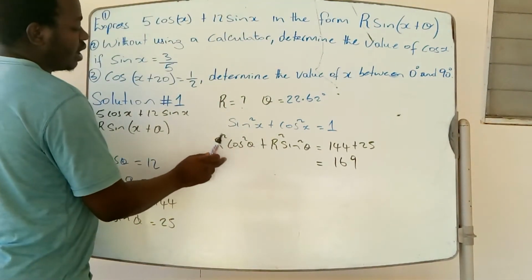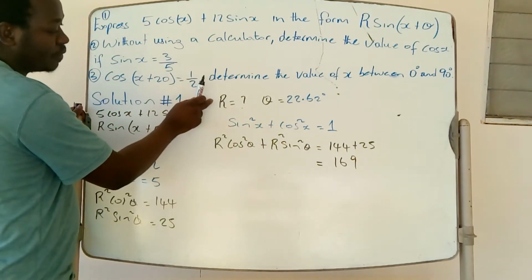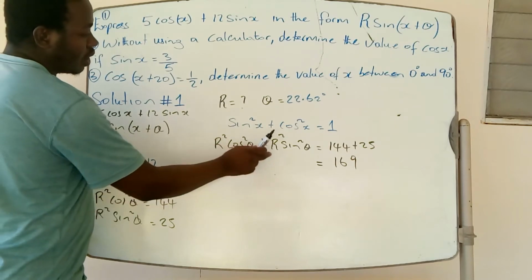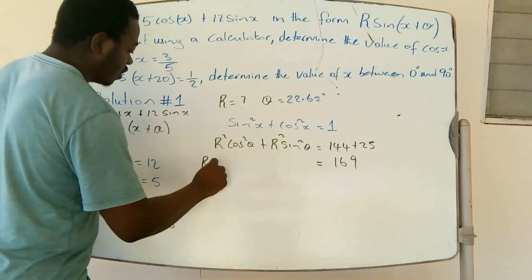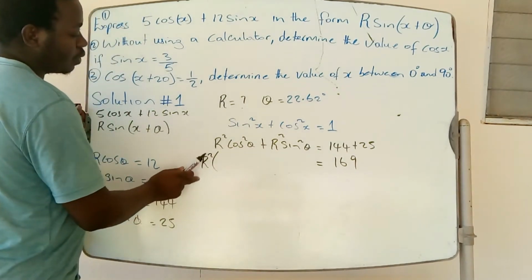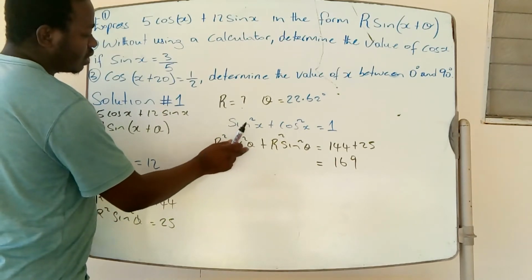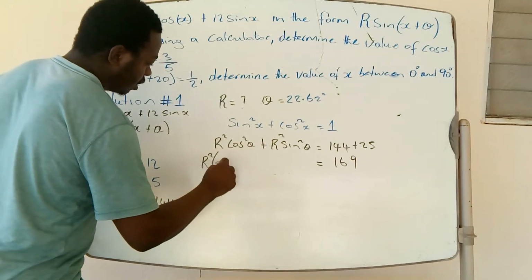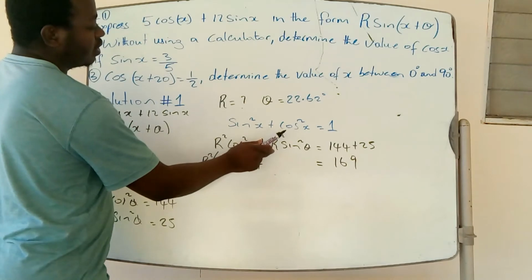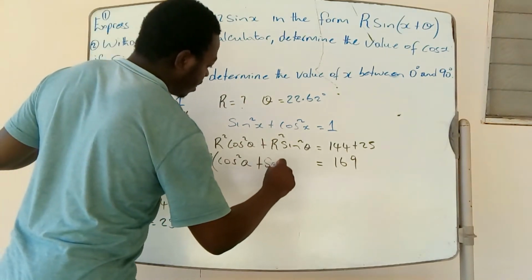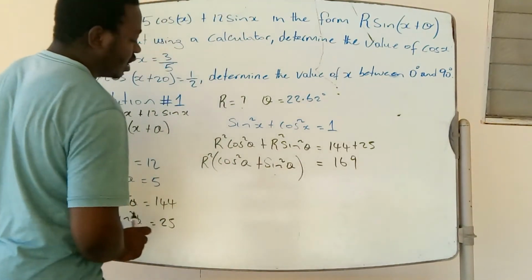Now on this side here, I have a r squared and I also have a r squared. Remember, I'm solving for r. Now, it means that r squared is common to both terms. It means that I can factor out the r squared out of this side. If I factor out r squared, I'm going to use r squared to divide each term here. So if you use r squared to divide r squared cos squared theta, that leaves you back with cos squared theta plus, if you factor out the r squared out of the second term, that leaves you back with sine squared theta. Right? And all of this is equal to 169.